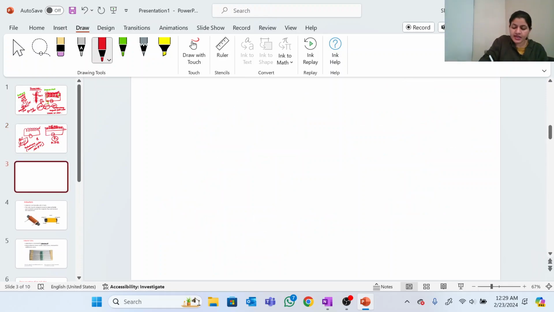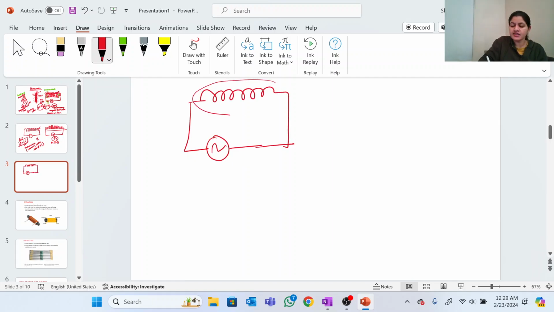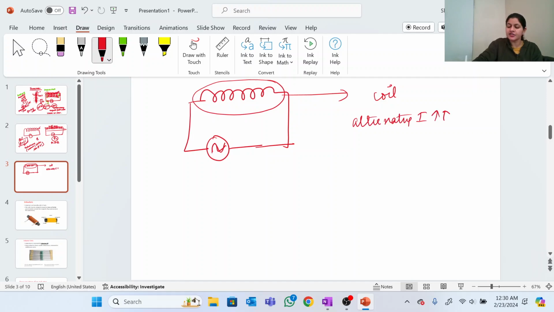Okay, so I'll get back to that point again: whenever the current is passing through this inductive coil, a coil structure, and a constant current is passing through it, everything is fine, no problem. Whenever an alternating current is increased, I told you that magnetic field lines will increase. Because of that, flux is going to increase, and what will happen because of that?